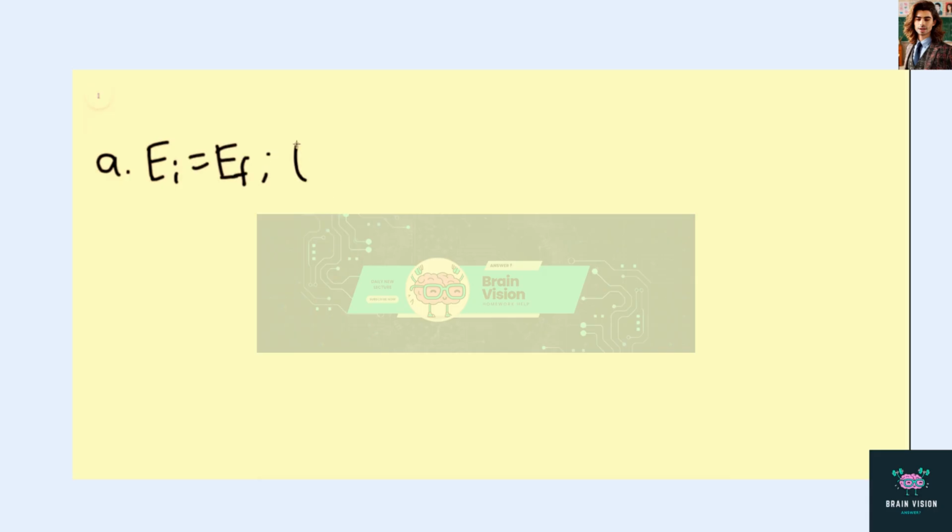So here, for part A, we're simply going to apply the conservation of energy. This would give us that the initial potential energy is equal to the kinetic energy of the center of mass plus the rotational kinetic energy.